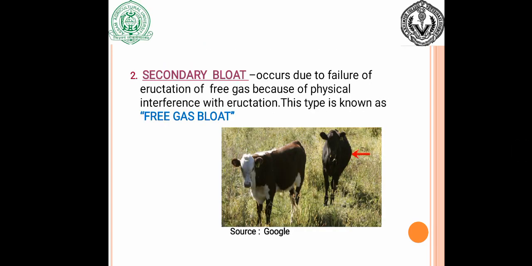The second one is the secondary bloat, which occurs due to the failure of eructation of free gas because of physical interference with eructation. This type is also known as free gas bloat.